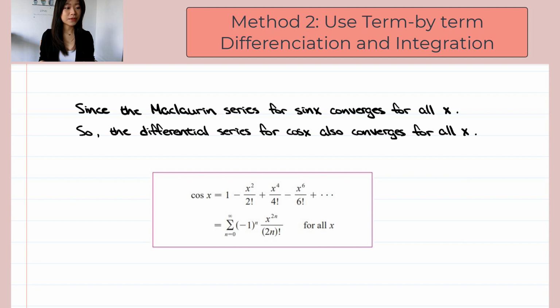So here's the summary. We found that cosine of x can be expanded by a power series. It equals 1 minus x squared divided by 2 factorial plus x to the power of 4 divided by 4 factorial, and so on. Or if we write that in sigma notation, we get the sum for n starting from 0 of negative 1 to the power of n, times x to the power of 2n divided by 2n factorial. And this series converges for all x.